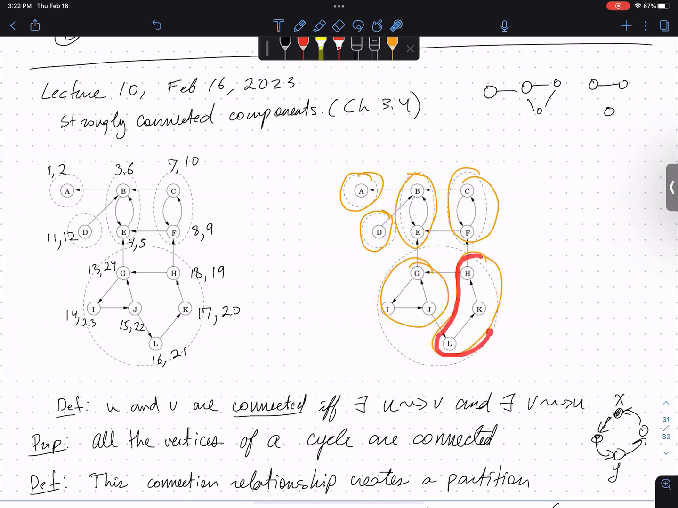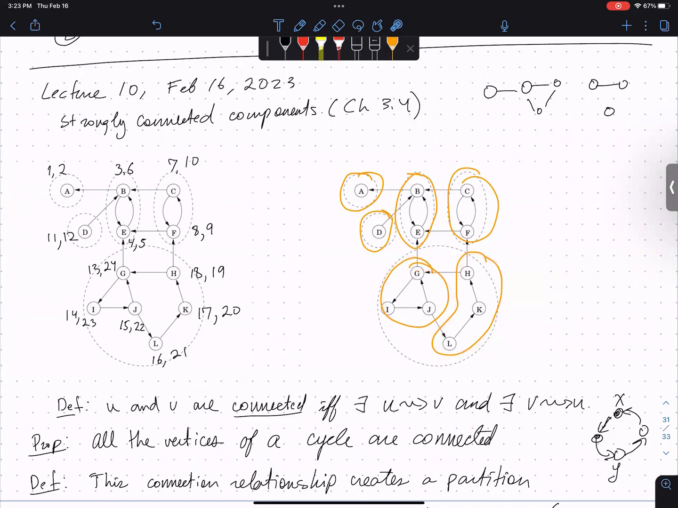And let me give you, in fact, even simpler. So this is not a strongly connected component because L and H are not connected. There's a path from, no, I'm sorry. They are connected. So the answer is, as you gave, we can merge these two guys together.